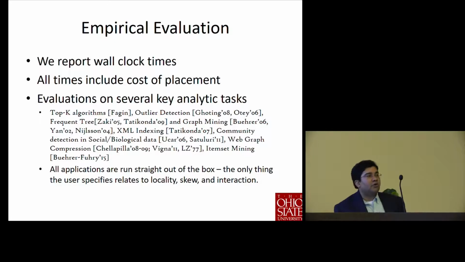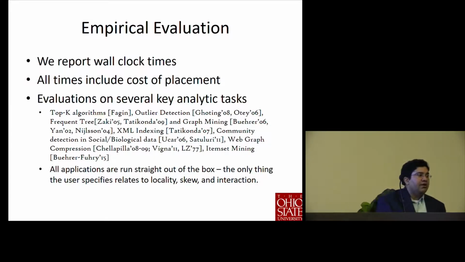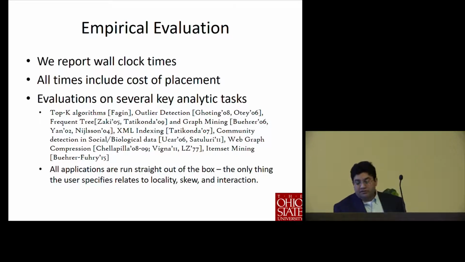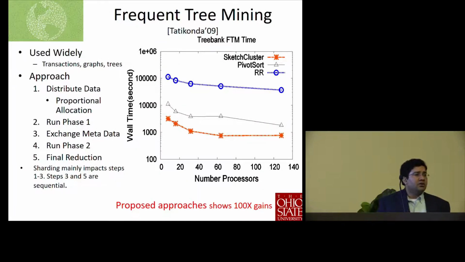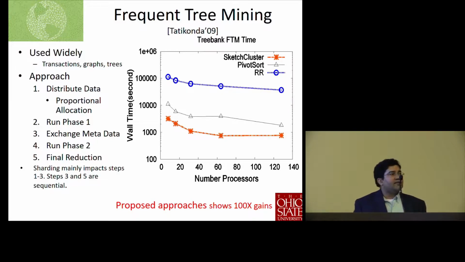So I'm going to first talk about a linguistics application. If you work in NLP, you know some of these problems are incredibly compute intensive, and in some cases also processing large amounts of data. I'm not going to go into the details of what the algorithm does, but I'm just going to give you a high-level picture. What you're seeing here, the y-axis is log scale execution time in seconds. The x-axis is number of nodes. The blue line is a standard round-robin or random placement algorithm. It doesn't do anything smart.